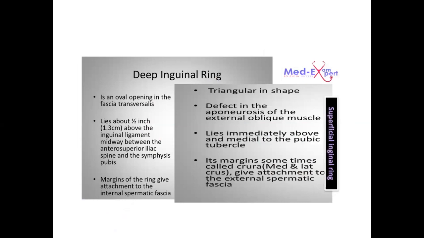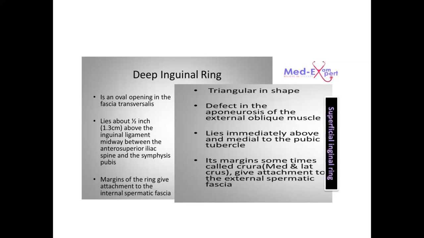Now we will talk in a hurry about the differences between the deep inguinal ring and the superficial inguinal ring. The deep inguinal ring is an oval opening in the fascia transversalis, as we said. It lies about half an inch above the inguinal ligament, midway between the anterior superior iliac spine and the symphysis pubis. The margins of the ring give attachment to the internal spermatic fascia.